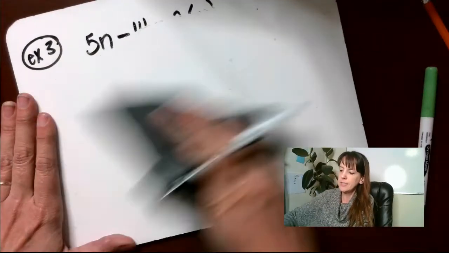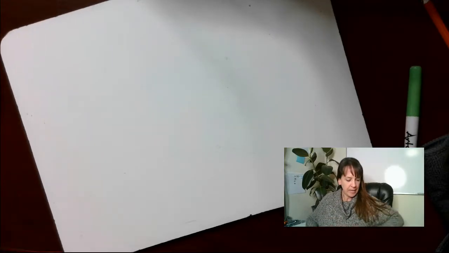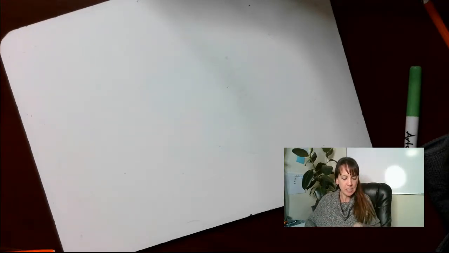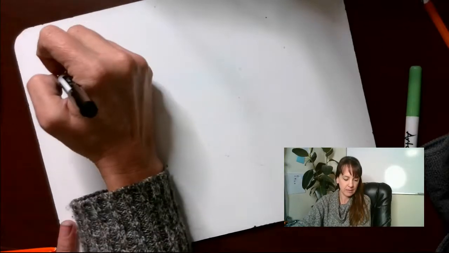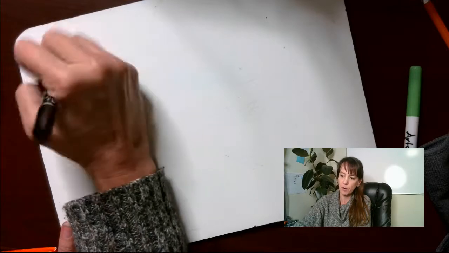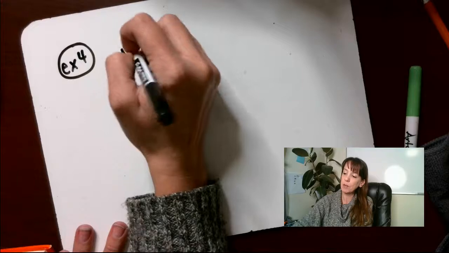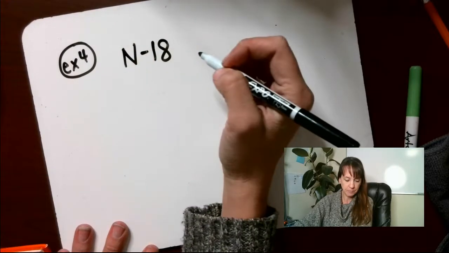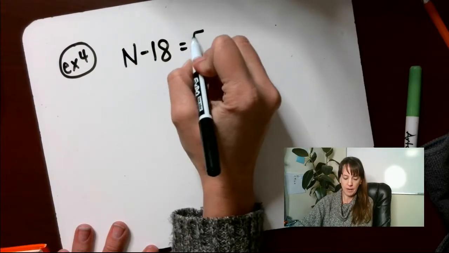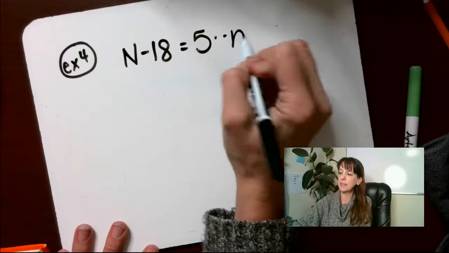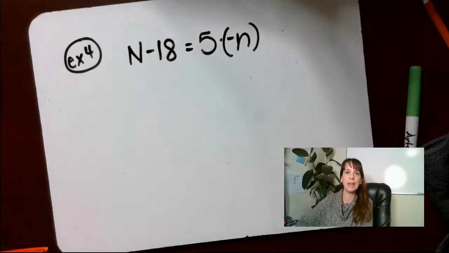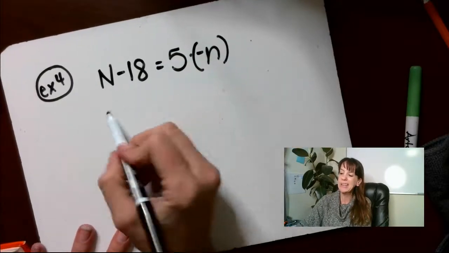All right, so let's look at example number 4. Find a number which decreased by 18 equals 5 times its opposite. Let's just take it step by step. So we take a number, we decrease it by 18, equals 5 times its opposite. Again, 5 times negative n, right? I'm going to rewrite that.